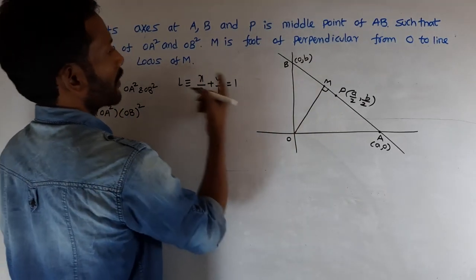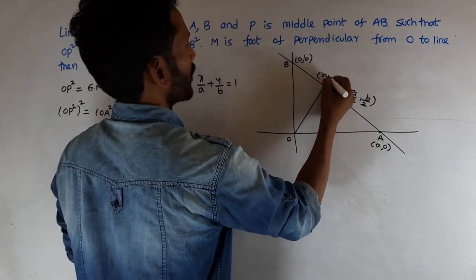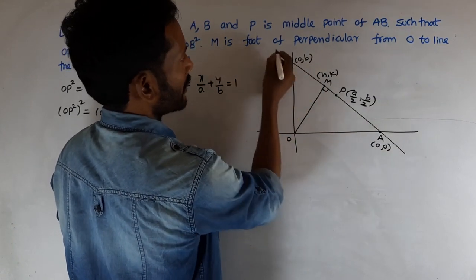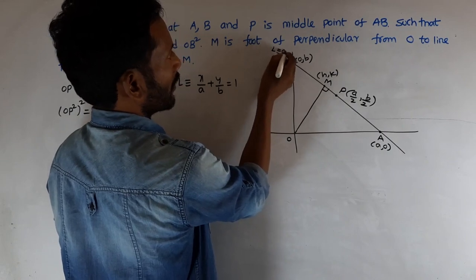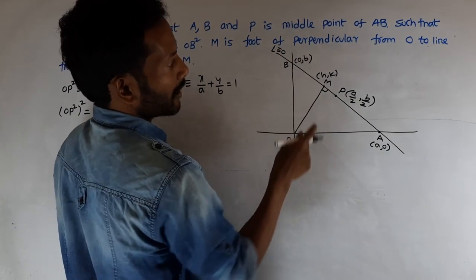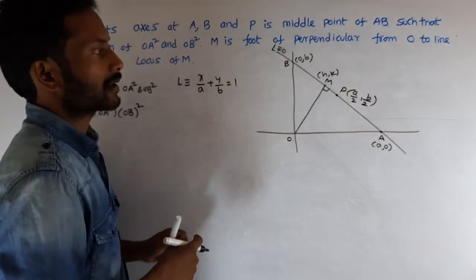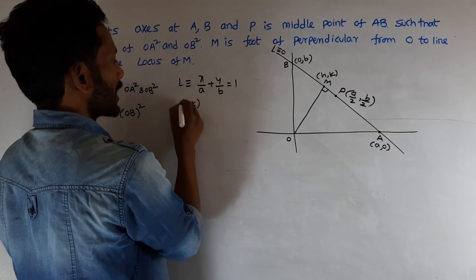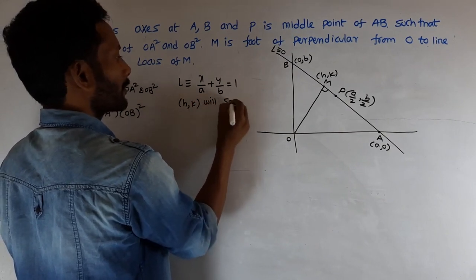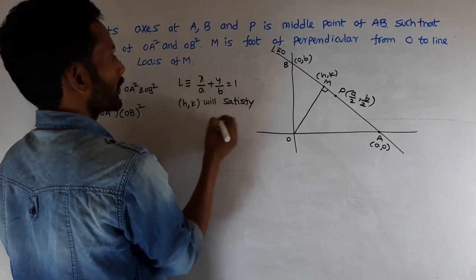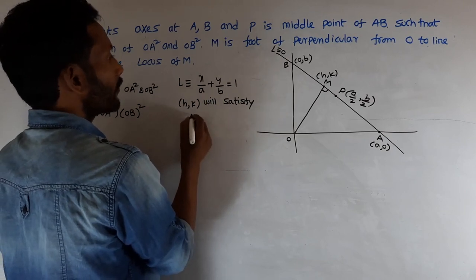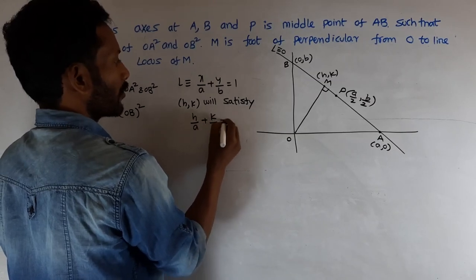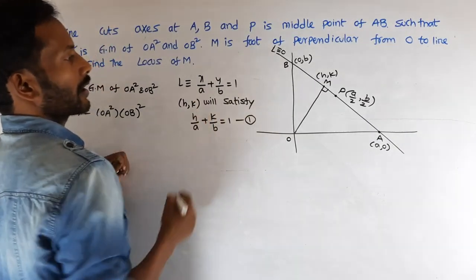The question is to find the locus of M. So H comma K will satisfy this line equation, because M lies on this line. So H by A plus K by B equals 1. Let us say equation 1.